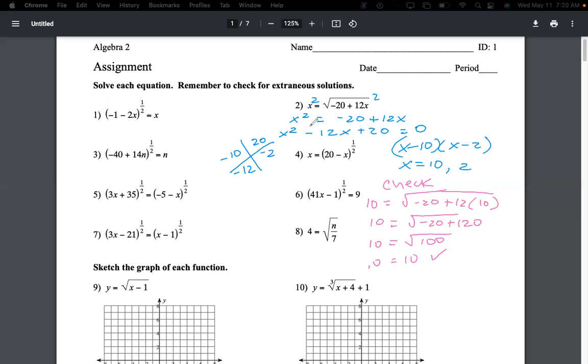Okay, 2 is also going to be plugged in. So when I plug in 2, this is going to give me the square root of negative 20 plus 24. Well, negative 20 plus 24 is going to give me 4. What's the square root of 4? 2. So both x equals 2 and x equals 10 work. So that would be included in my answer.